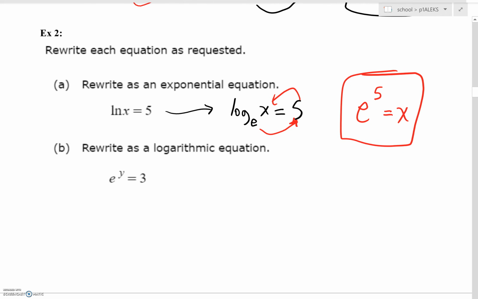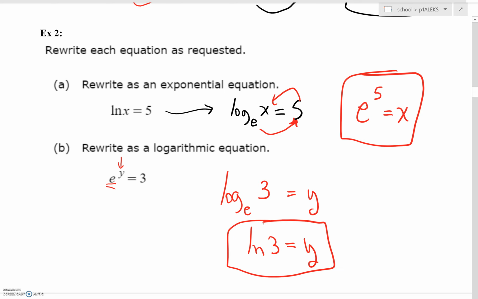Our last one of this type, rewrite as a logarithmic equation. Well, I don't have a log circle to start off with, but my base is an e. That means the base of my log is an e. My power is a y. Never put your power inside the log. Your power is equal to the log, or you could even say your power is the log. The 3 we can put over here. Now log base e, of course, is really ln. So the ln of 3 is equal to y.